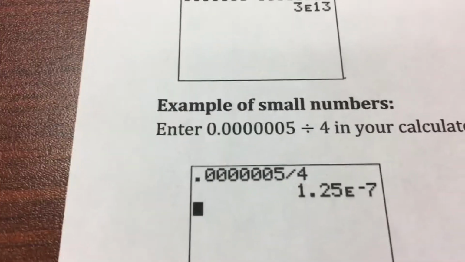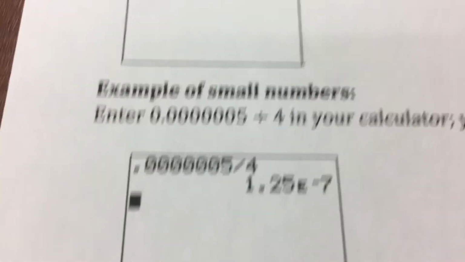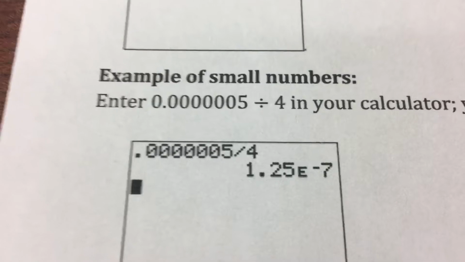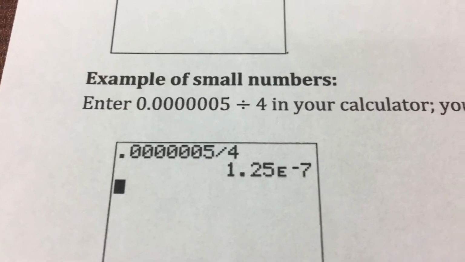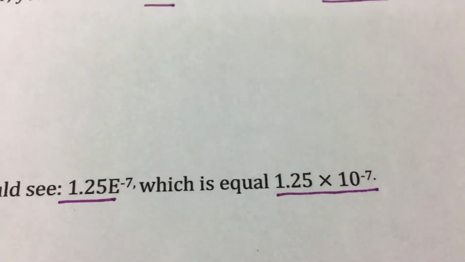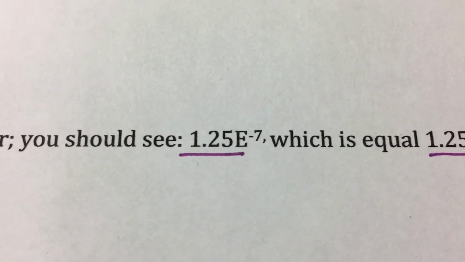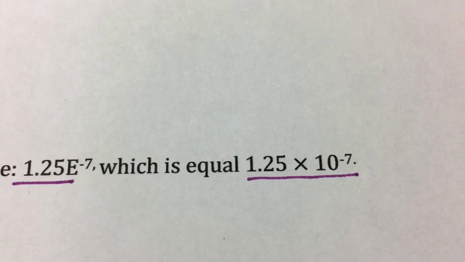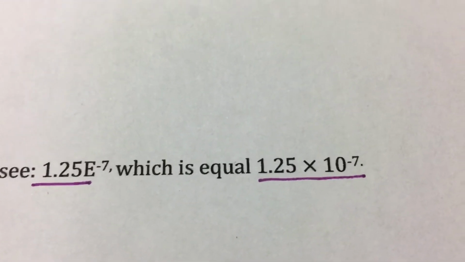Or if you do a small number, notice this one, and you type it in your calculator, if it's a small number, it ends up with a negative exponent because the decimal's on the left. And so notice you have a 1.25E negative 7. That is not the answer. It's 1.25 times 10 to the negative 7.